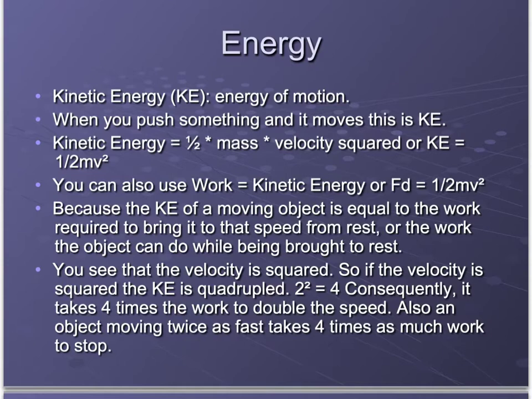The kinetic energy of a moving object is equal to the work required to bring it to that specific speed from rest, or the work the object can do while brought to rest. You see the velocity is squared, so if the velocity is doubled, the kinetic energy is quadrupled. So 2 squared equals 4. Consequently, it takes 4 times the work to double the speed, and an object moving twice as fast takes 4 times as much work to stop it. So it's not a 1-to-1 ratio here.